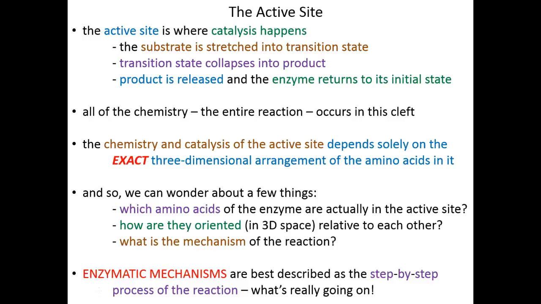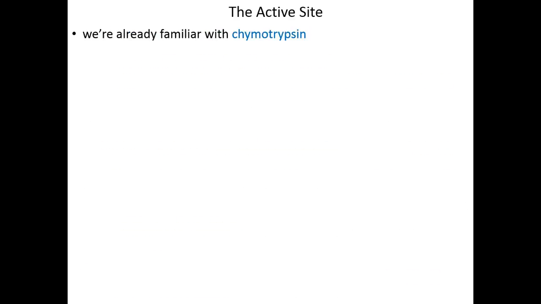So enzymatic mechanisms are best described as methodical step-by-step processes of reactions. What's going on in the active site once substrate is bound? What happens first? What happens next? What happens third? When do we make transition state? How and when does that transition state collapse into product? So we'll do this with chymotrypsin.